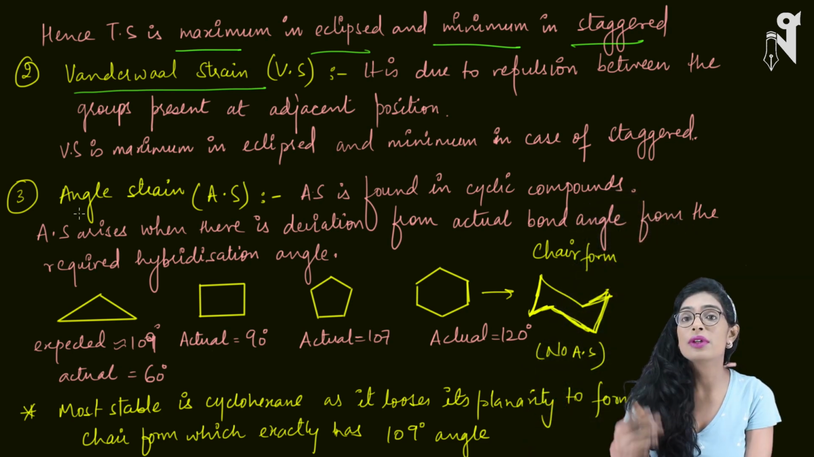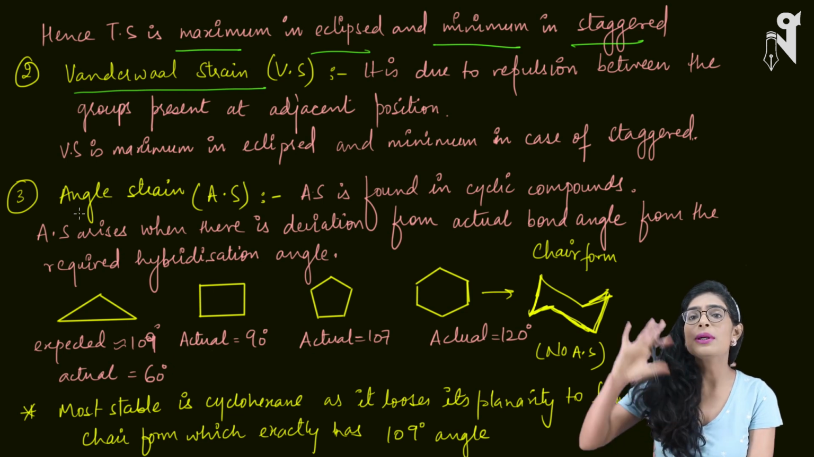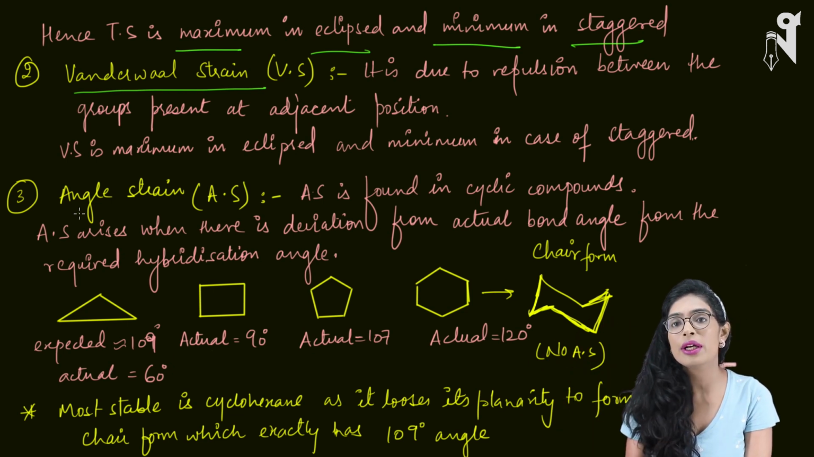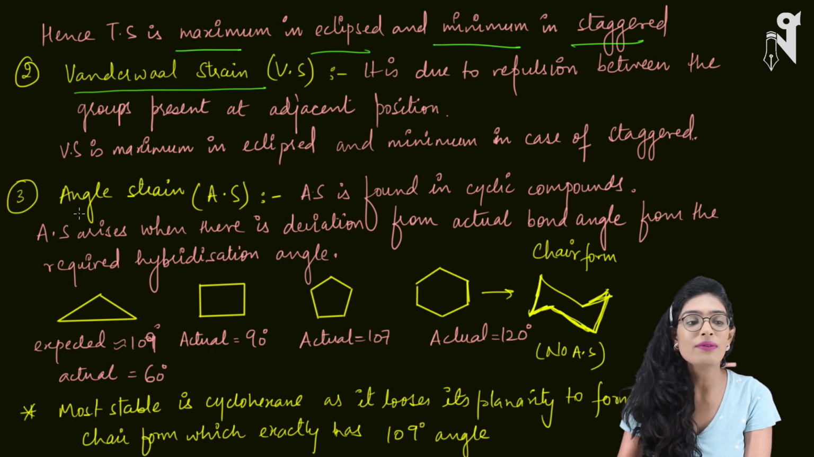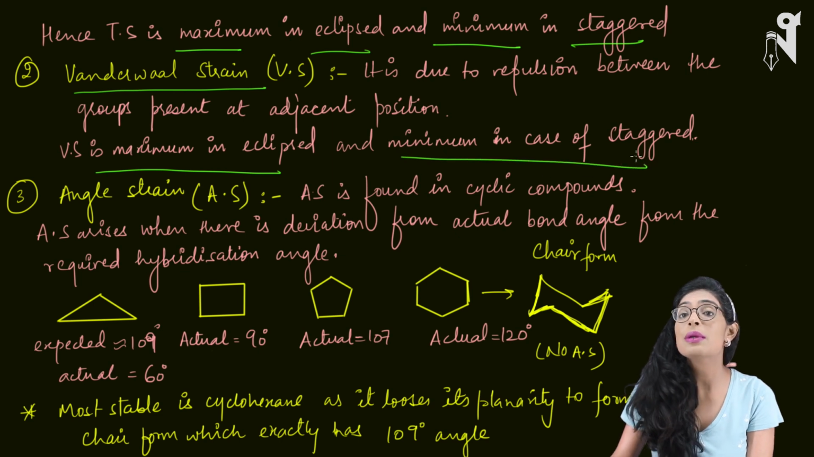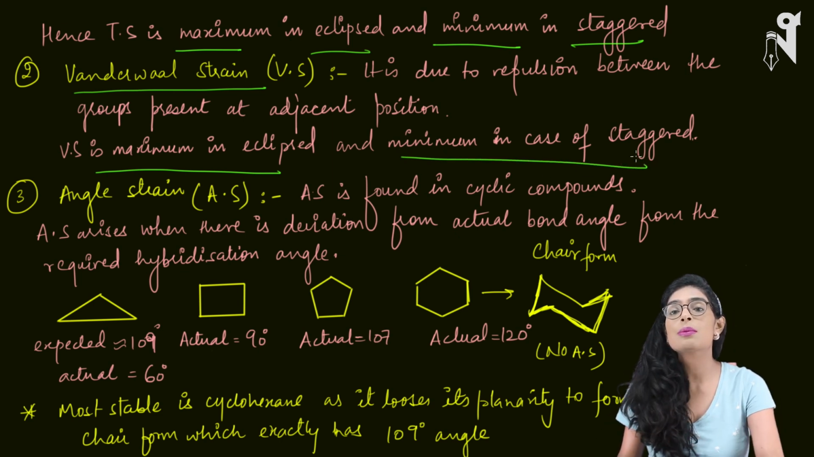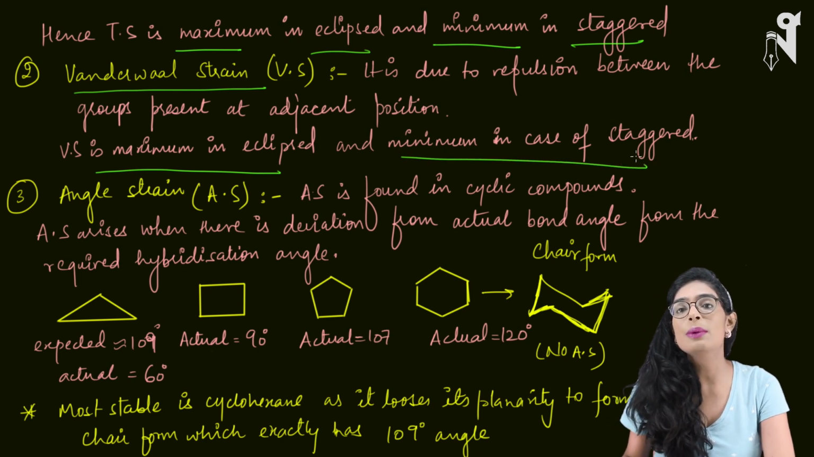Okay, so there is a third type of strain also, and that is angle strain, about which we'll be talking later on. We'll be dealing with the strain later on, but because we are talking about all the strains here, I thought let's do angle strain also. But before I go to angle strain, let's quickly wind up the van der Waals strain. Van der Waals strain, as I mentioned, is maximum in case of eclipsed and minimum in case of staggered, because the distance is increasing between the groups, and hence the repulsion will be minimized.